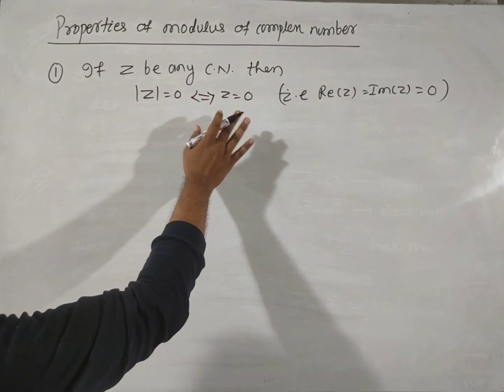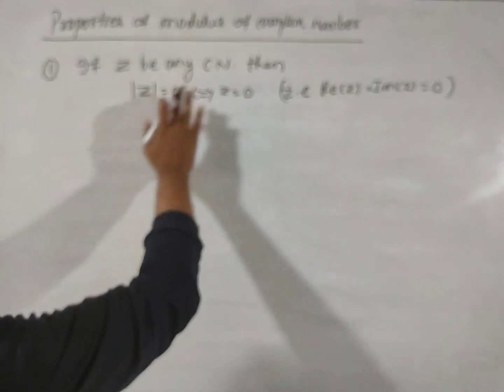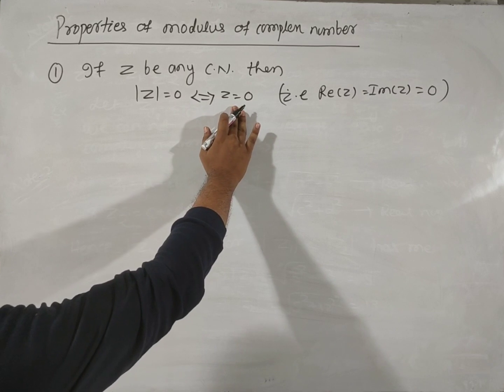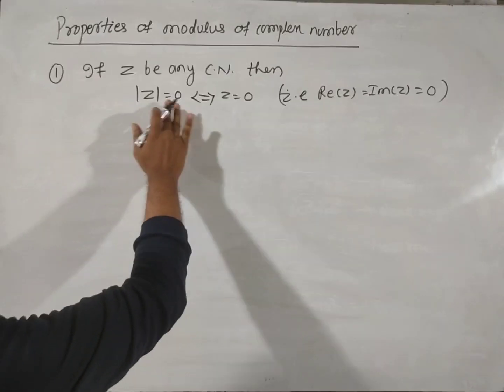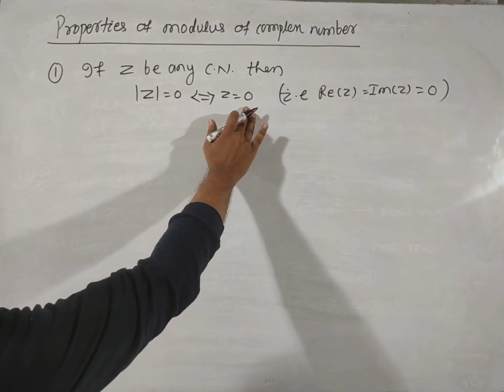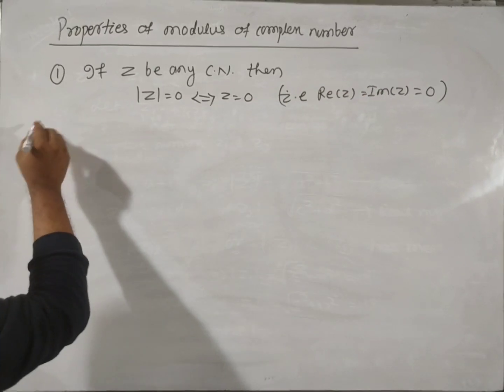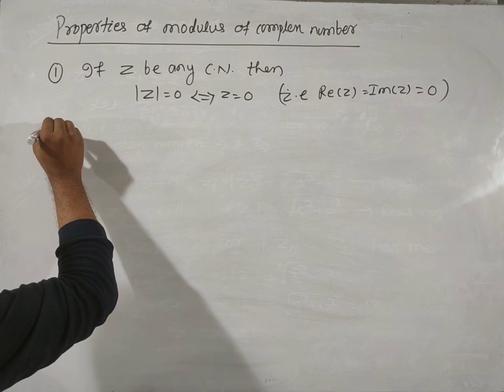So here it is the first property. If Z is any complex number, then modulus of Z is equal to 0 if and only if Z is equal to 0, that is, real part and imaginary part, both parts are equal to 0. So let us prove it.